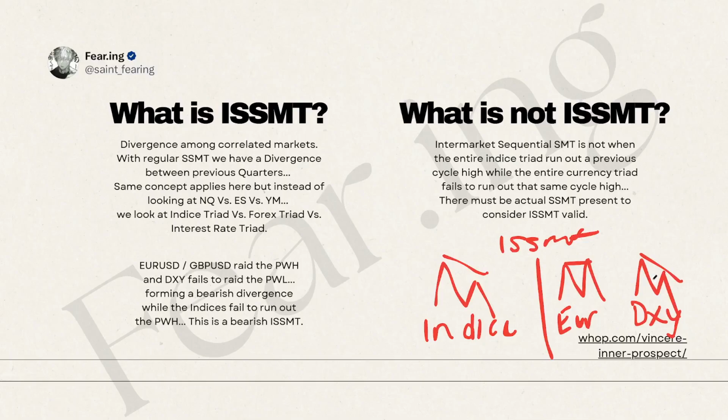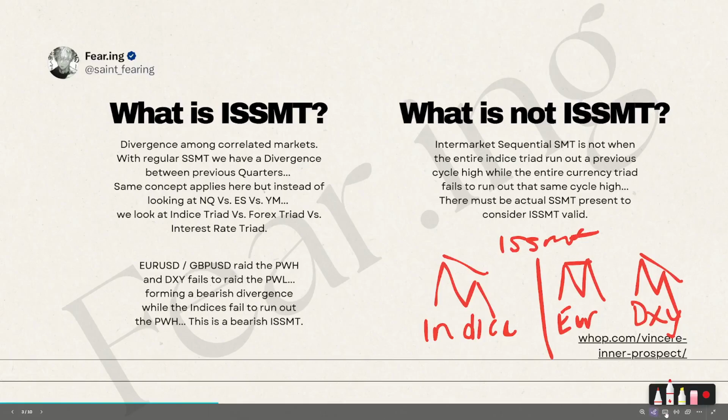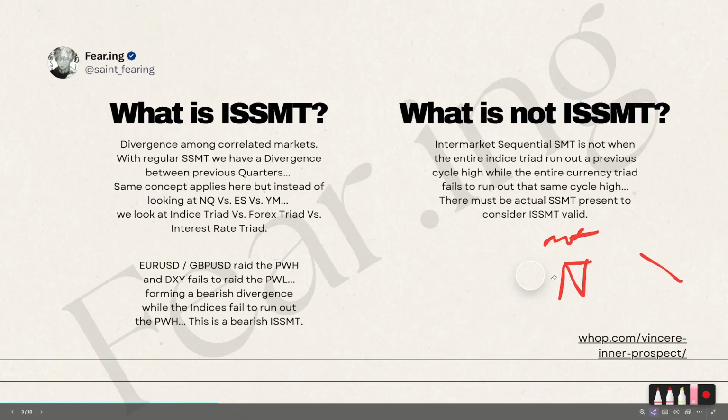You would be looking at indices, you're going to see no sequential SMT. You're going to be like Fearing, finally found a reversal without a sequential SMT, but in fact, there is, and it is intermarket because Euro and DXY in fact have that bearish sequential SMT, and that is what makes it intermarket, and that is what we can utilize on indices.